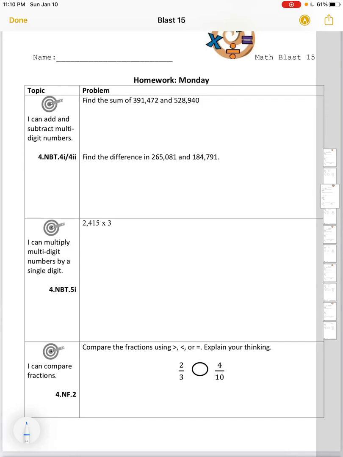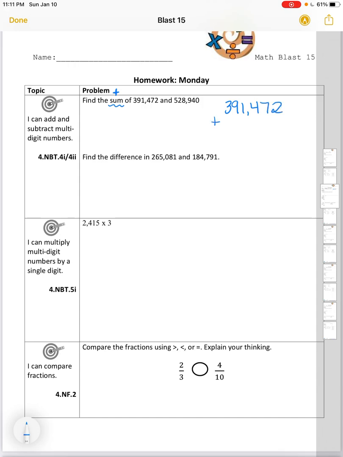Math Blast 15. I can add and subtract multi-digit numbers. Find the sum of 391,472 and 528,940. The sum is the answer to an addition problem. So I'm going to add the numbers.